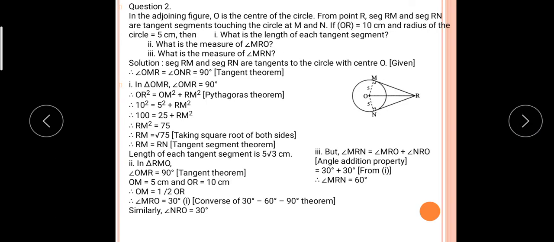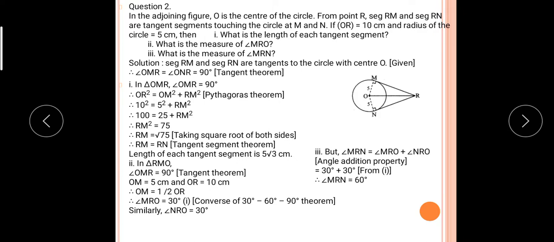Next, in the adjoining figure, O is the center of a circle. From point R, segment RM and segment RN are the tangent segments touching the circle at points M and N. If OR is 10 centimeter and the radius of the circle is 5 centimeter, then first we have to find out the length of each tangent segment, as well as the measure of angle MRO and angle MRN.